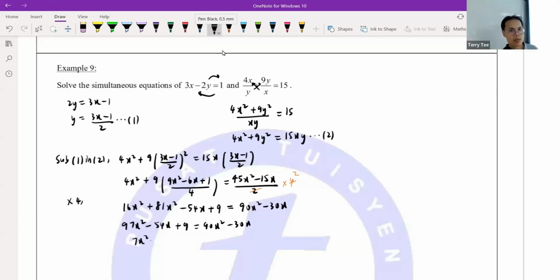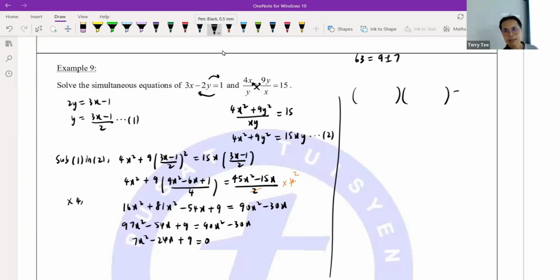So 7x squared minus 24x plus 9 equals 0. Can you factorize this? 7 times 9, the combination is 63. 63 factor is 9 and 7. So I think we can double bracket like this. I put 7x, x. One of them should be 7. The other one has to be 9. Sorry, I cannot use 9, 7.